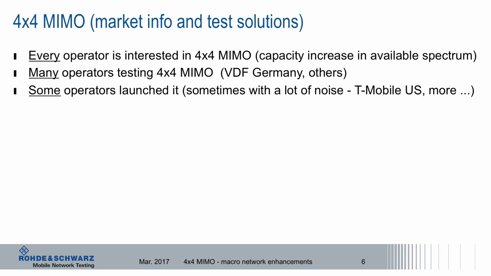Currently, we see that every operator in the world is really interested in 4x4 MIMO, because it increases, of course, the data throughput close to the base station, but as well towards the cell edge. Many operators are testing it already in test networks. Vodafone Germany, for example, is just one example. There are others as well. And some operators even launched it, some with a lot of noise. So we have T-Mobile US, which is marketing 4x4 MIMO very highly, very severely here.